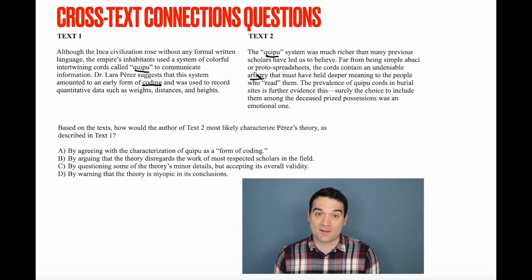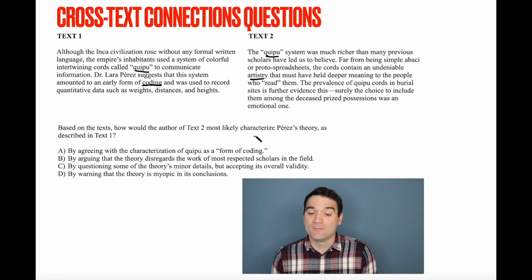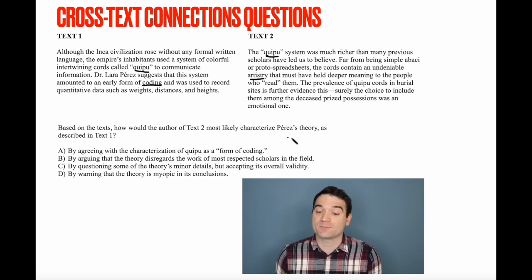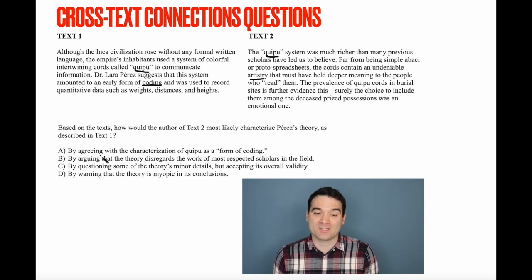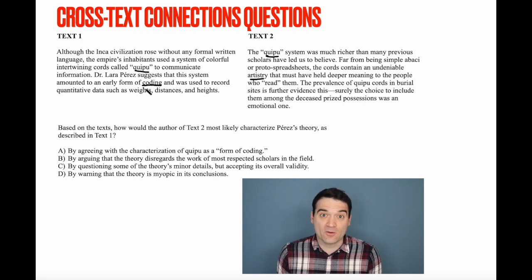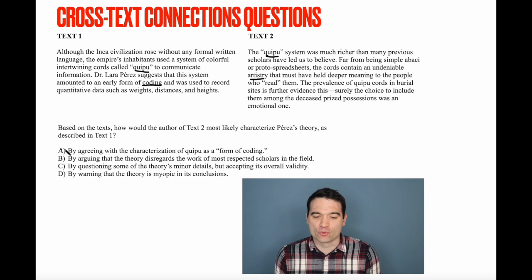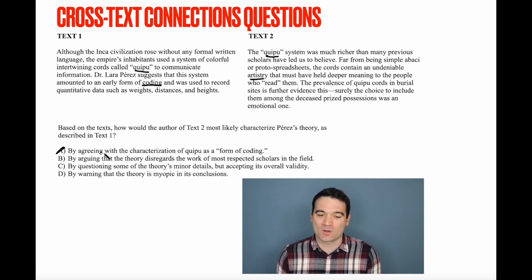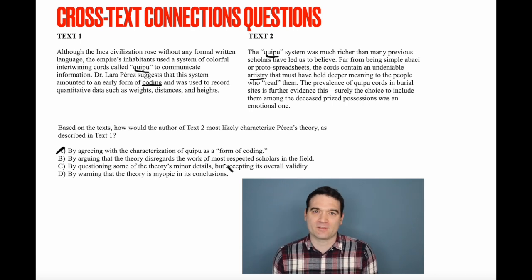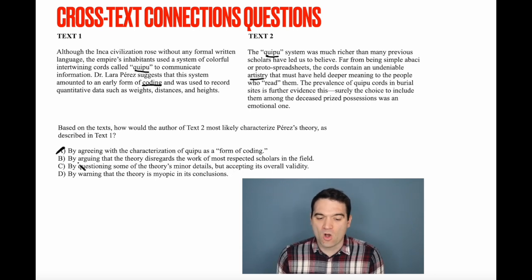Let's look at the answer options. Actually, let's look at the question first. Based on the text, how would the author of text 2 most likely characterize Perez's theory as described in text 1? Well, what is Perez's theory? Her theory is that it's a form of coding, right? So certainly not agreeing with it. I can almost certainly take this out, agreeing just on that word alone. Agreeing with the characterization as a form of coding, no. That is going against what we're saying.